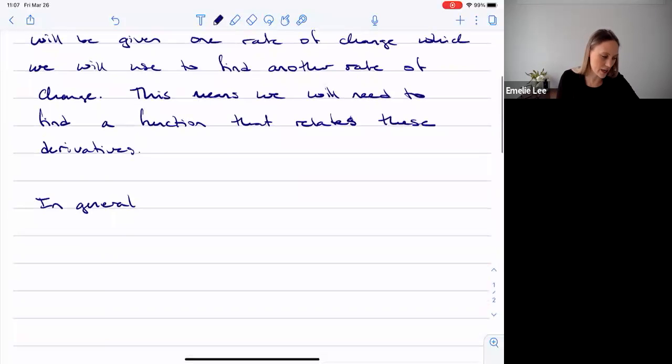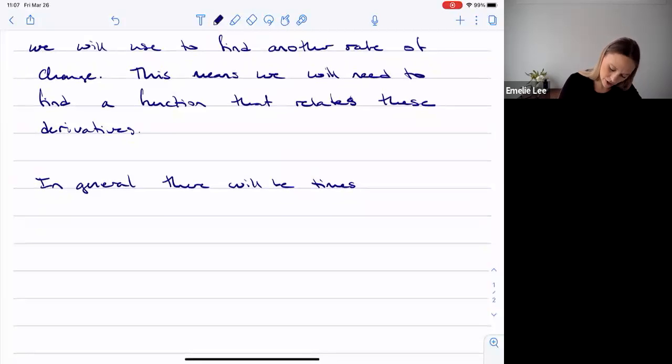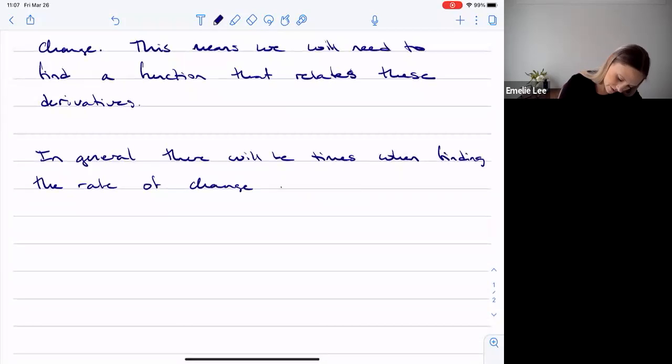Okay, but in general, there will be times when finding the rate of change might be difficult.